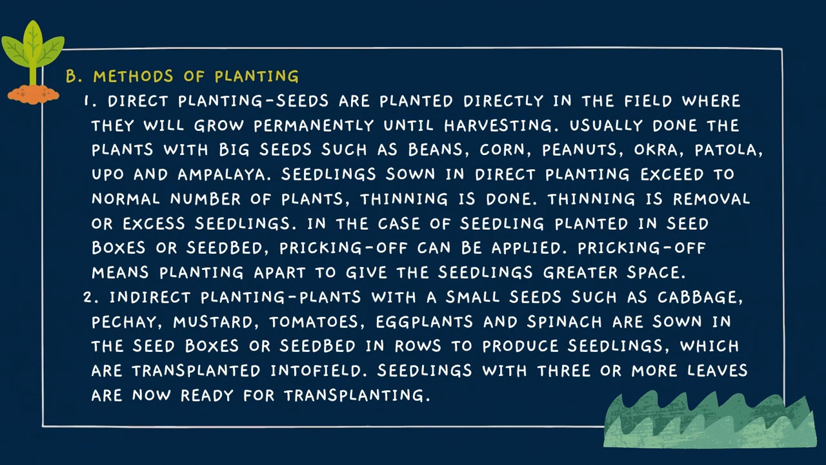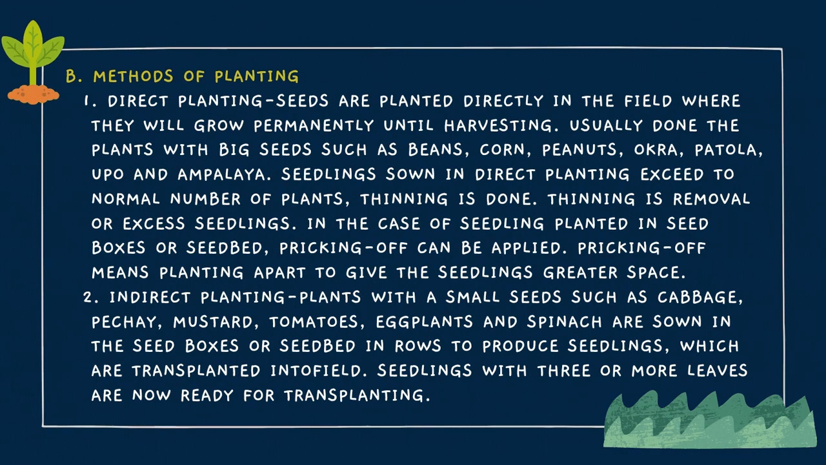Seedlings sown in direct planting exceed the normal number of plants. Thinning is done. Thinning is removal of excess seedlings. In the case of seedling planted in seed box or seed bed, breaking off can be applied. Breaking off means planting apart to give the seedlings greater space.